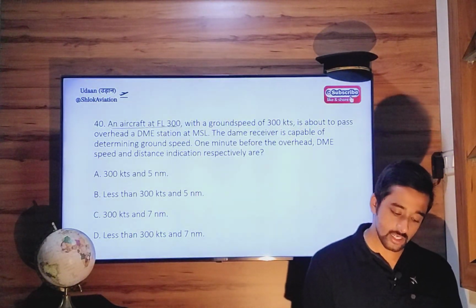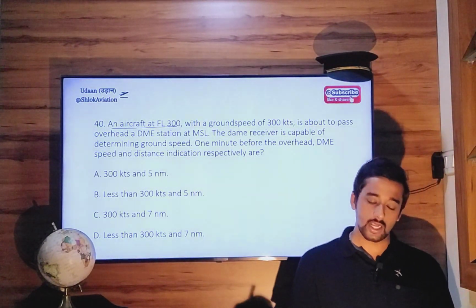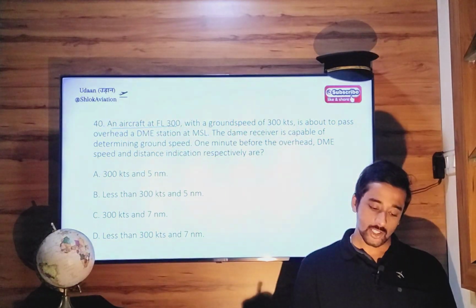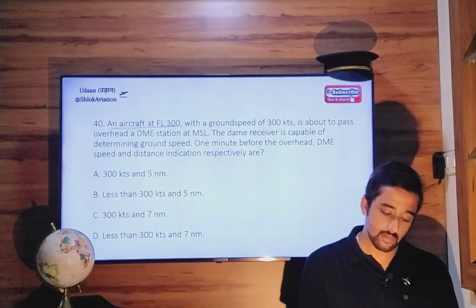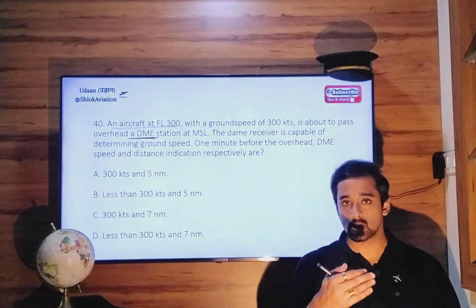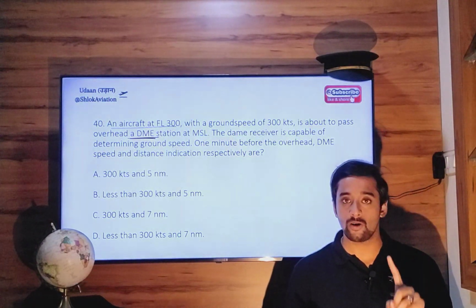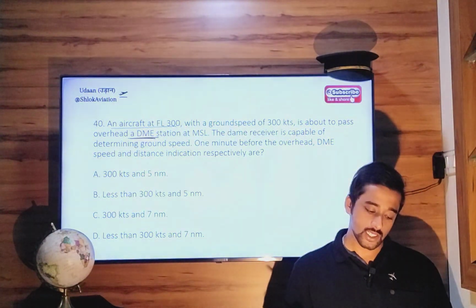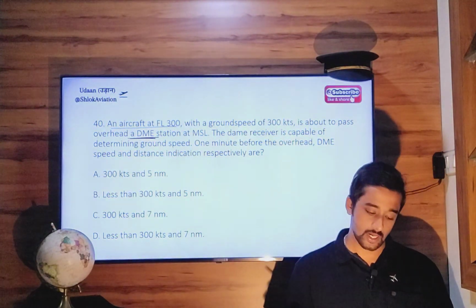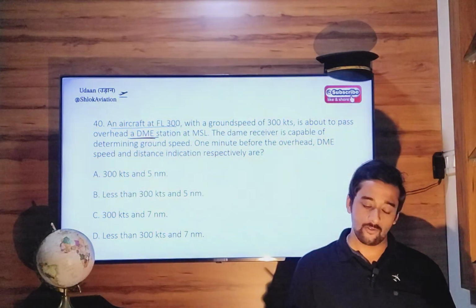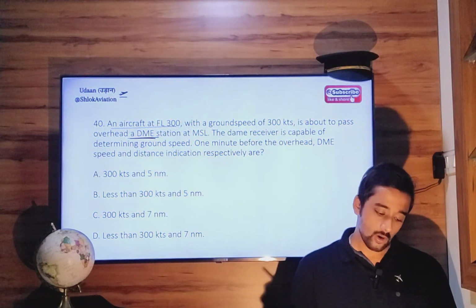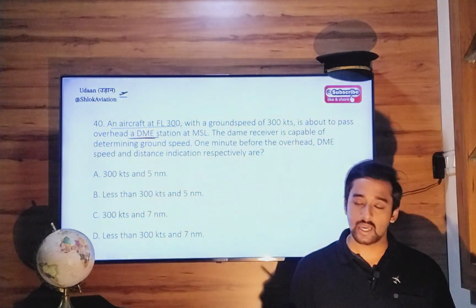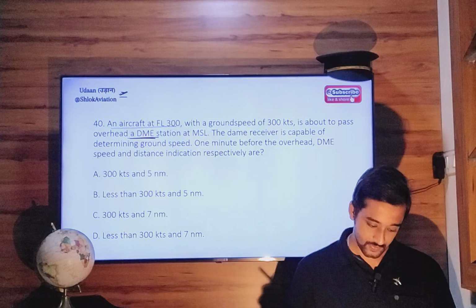Very important question, practical. Aircraft is at flight level 30,000, speed 300 knots, and it is about to pass overhead a DME station. So it is very close to a DME station, but it is not overhead yet. The DME receiver is capable of determining ground speed 1 minute before the overhead. You are just 1 minute away from the DME station. What will be the speed and distance indication respectively?